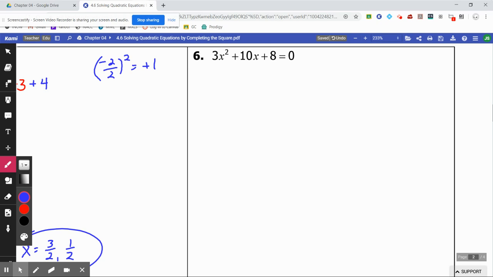3x squared plus 10x plus 8. Again, the first thing that I do is I move my plus 8 over. So that's going to become a negative 8. Now this one's going to be a little bit ugly. If there's a number out front, it must be factored.